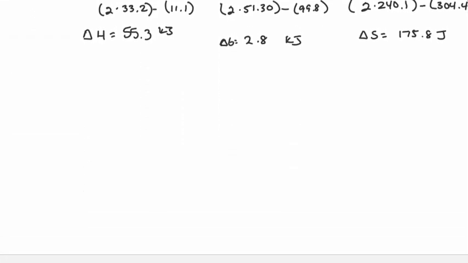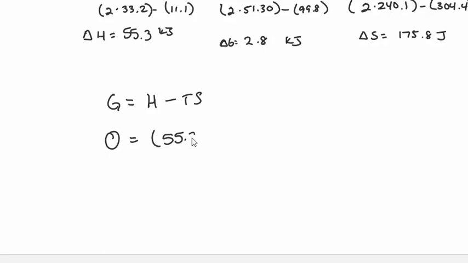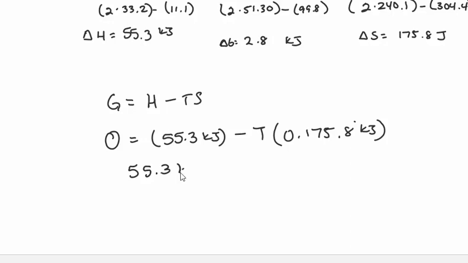Well, in order to find that, I need to use the G equals H minus TS equation. And then I set my G equal to 0. I fill in my H at 55.3, and remember this is kilojoules. I don't know the temperature, that's what I'm solving for, and then I fill in the S value, but I have to convert that into kilojoules as well. So now I solve for the temperature that I do not know. Divide both sides by 0.1758.